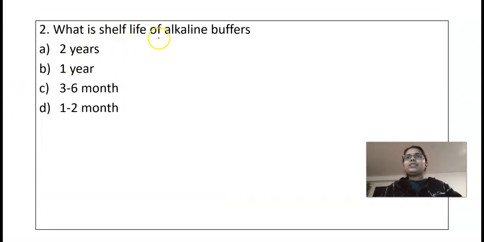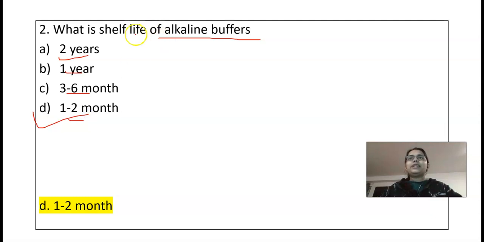Second question, what is the shelf life of alkaline buffers? So there are four options: 2 years, 1 year, 3 to 6 months, 1 to 2 months. So maybe you have thought, the correct answer is D again, 1 to 2 months is the correct shelf life for alkaline buffer. Again, if you want to use it, you have to prepare it freshly and then you can use it further.